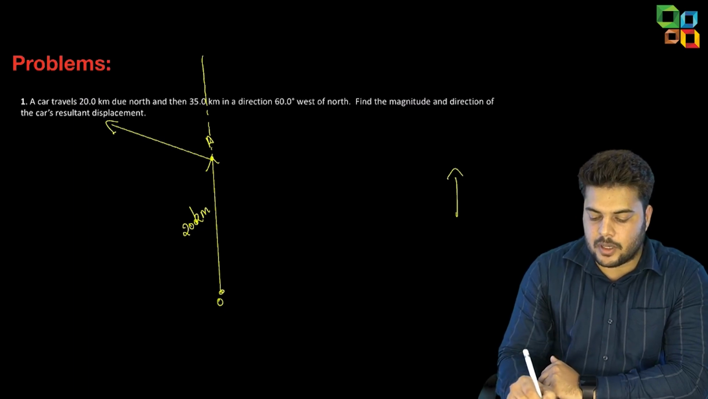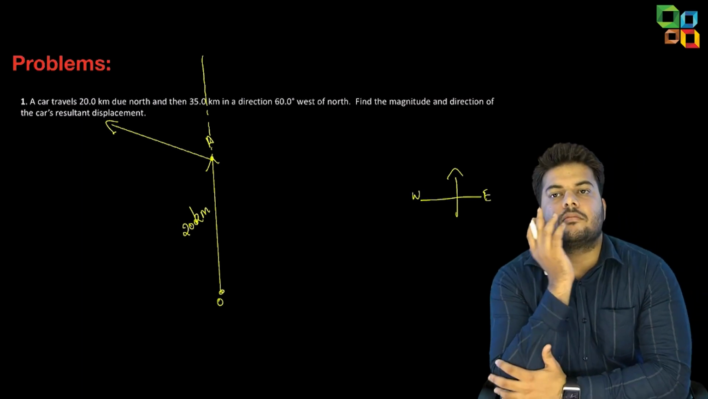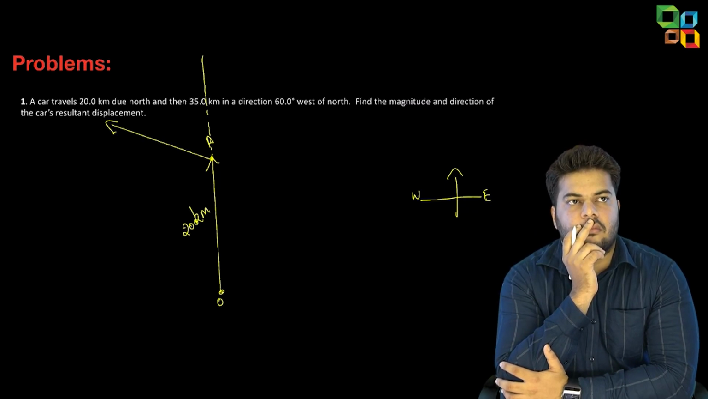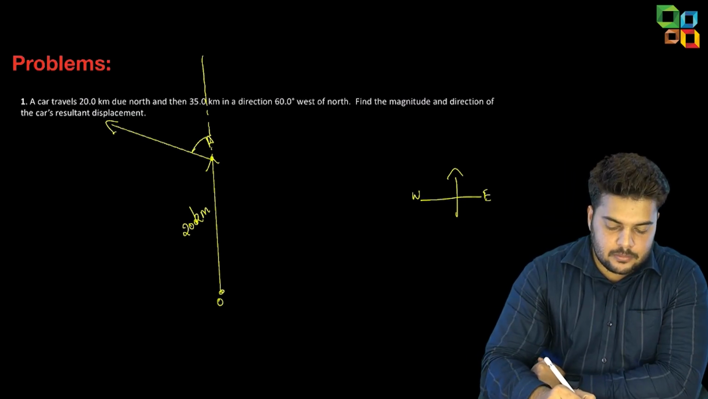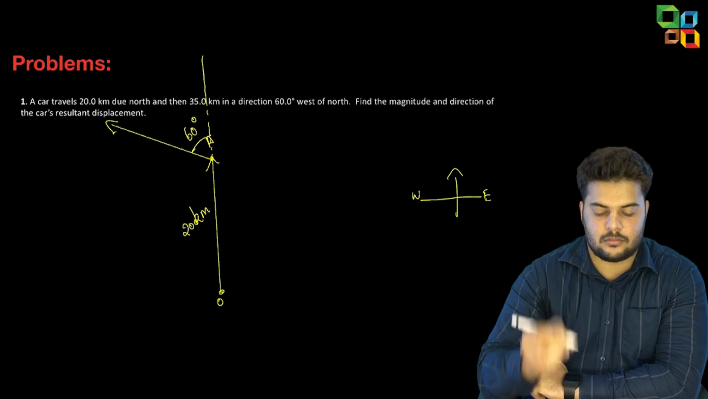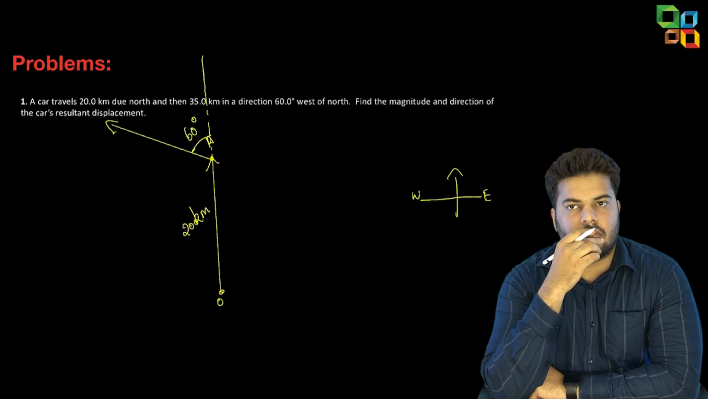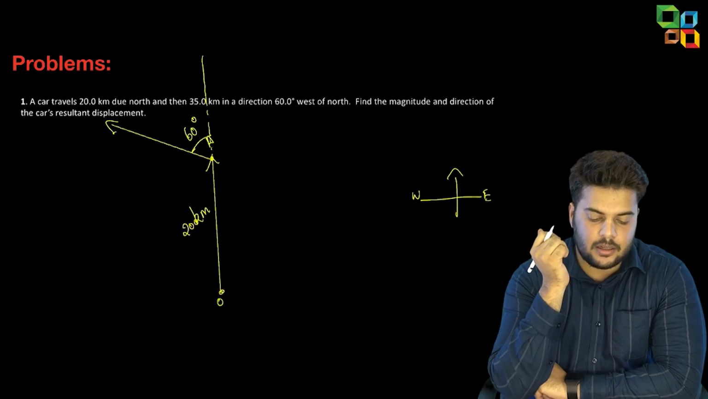So let me give a marker over here. So this is north. To the right is the east, and to the left is the west. So we're going 60 degrees west of north. Find the magnitude and direction of the car's resultant displacement.